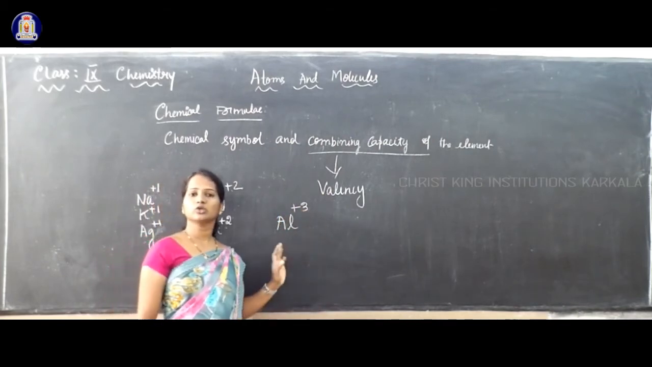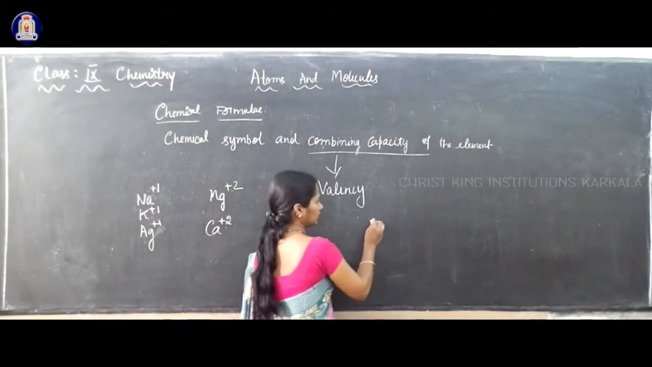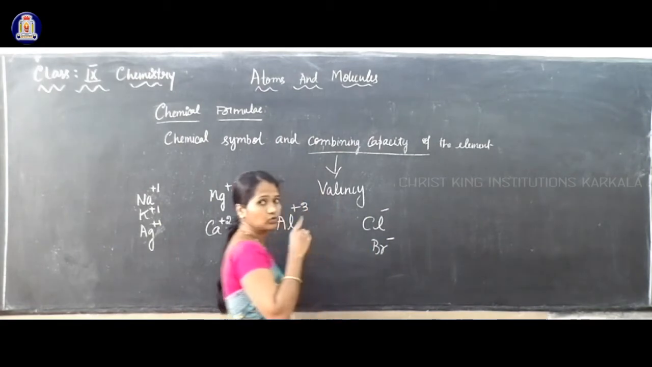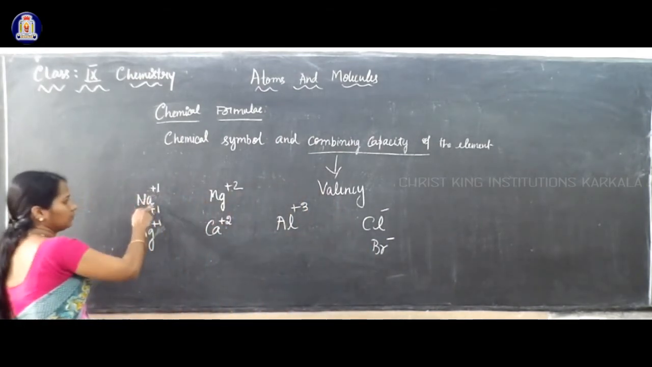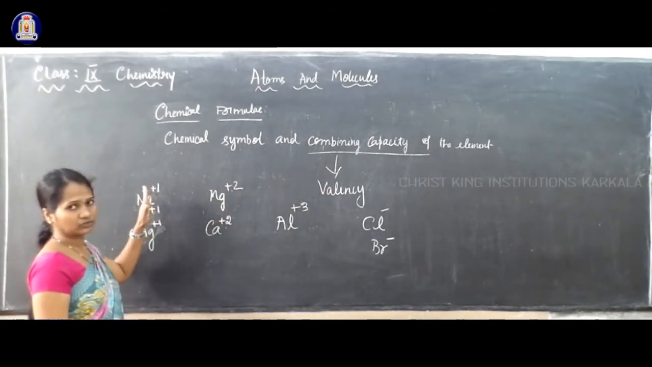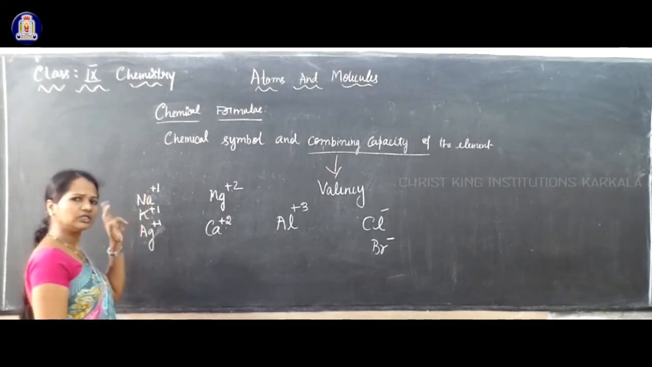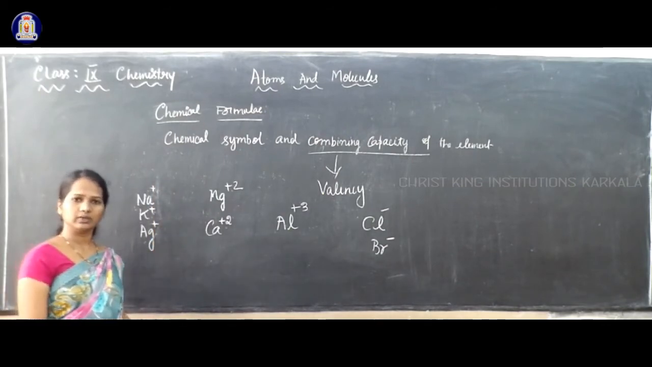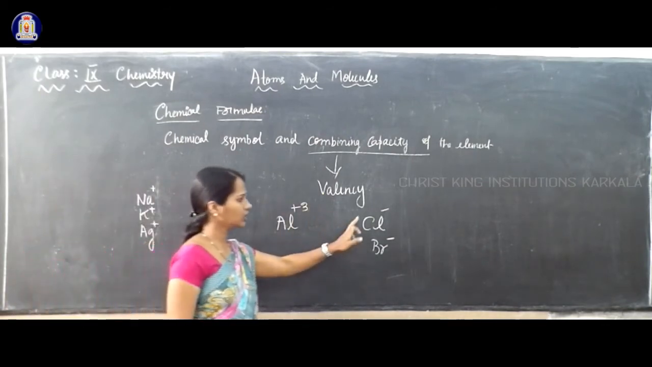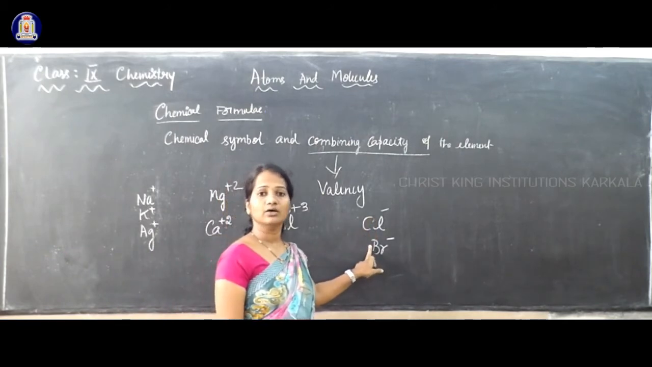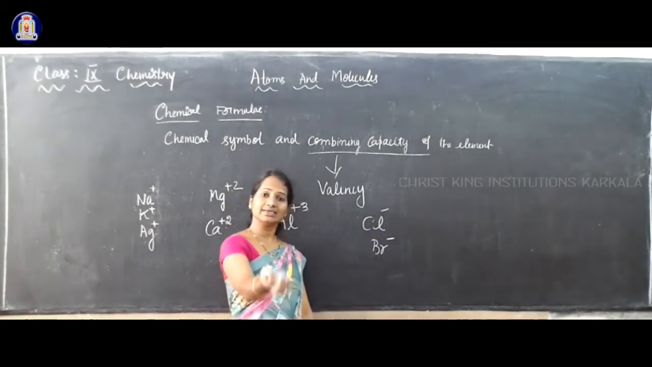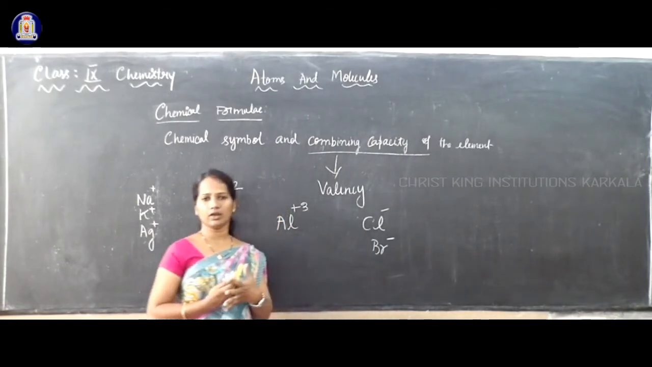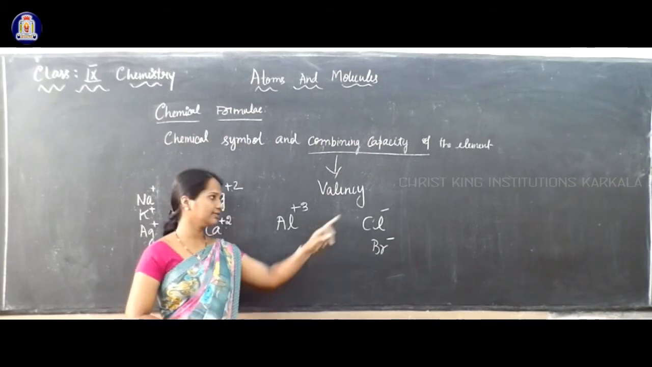Now when you move to the non-metals, if you take chlorine, bromine, etc., their valency is -1. Usually when we write sodium, potassium, Ag, even though it is +1, if it is 1 we do not write the 1; we just write the plus, which means it is 1. In the same way, non-metals usually receive electrons, so they usually get a negative charge.